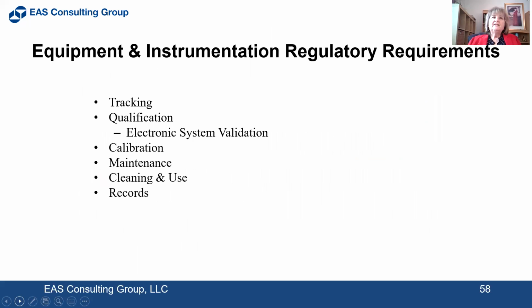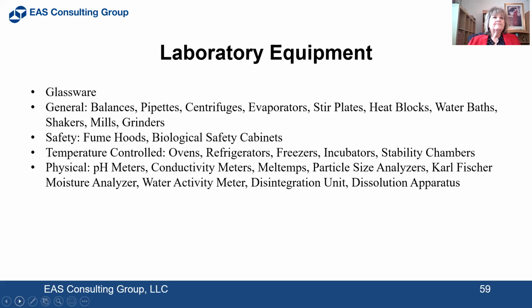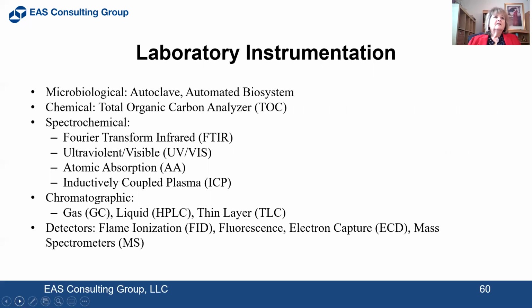So now we're going to look at equipment and instrumentation regulatory requirements. They have to be tracked, they have to be qualified with a validation system, they have to be calibrated, they have to be maintained, they have to be cleaned and have a use program, and there must be lots and lots of records. Here's a list of typical laboratory equipment. It goes all the way from general glassware, all the way through instrumentation like GCs, HPLCs, and different types of detectors.